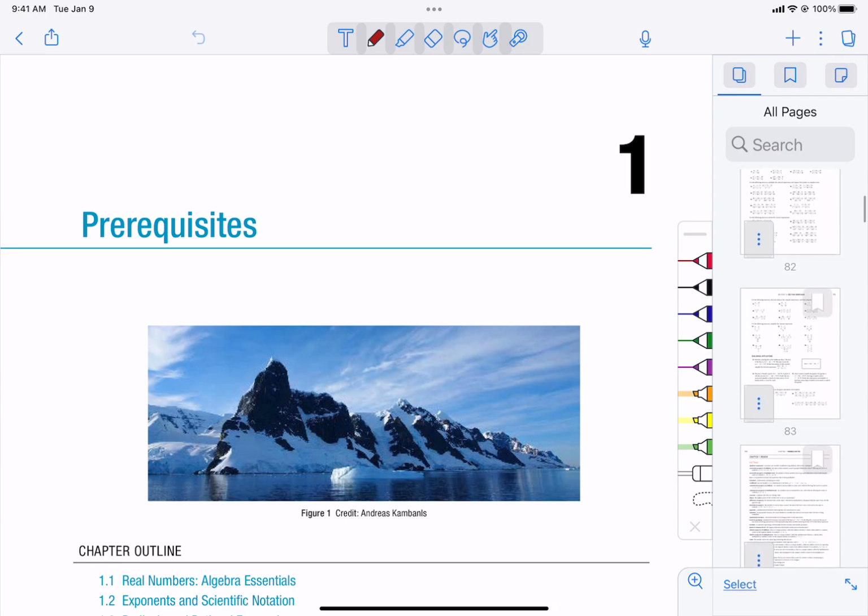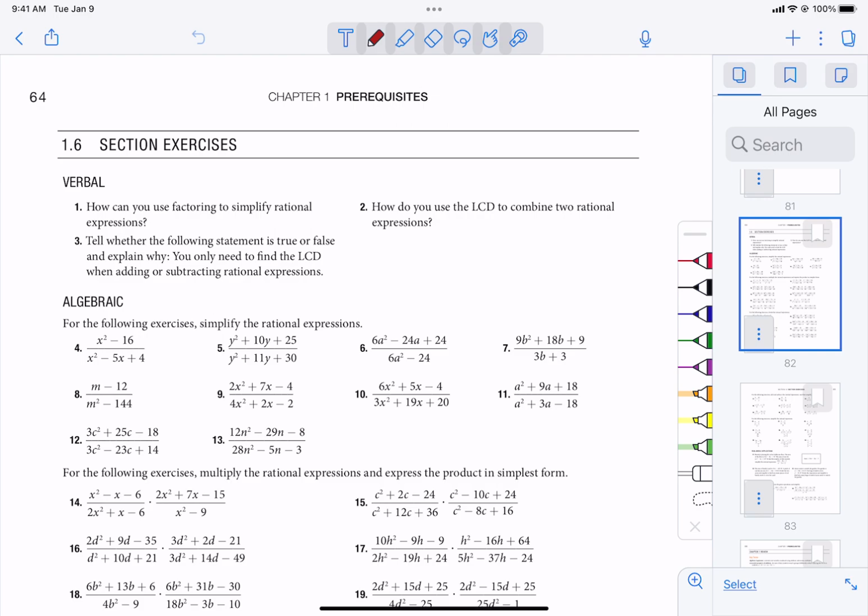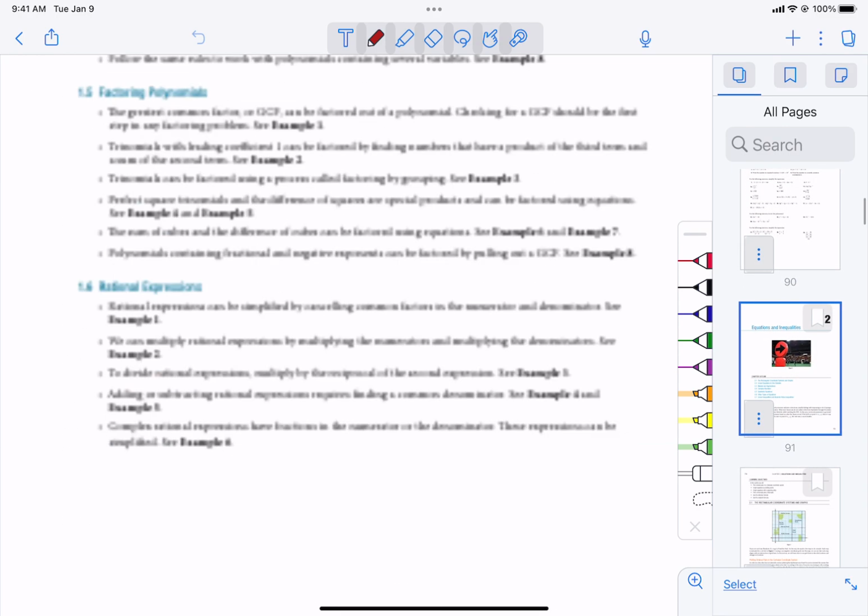Trying to tell you what page it's on. Oh, thank you. You guys got there ahead of me. I was afraid to scroll too fast.